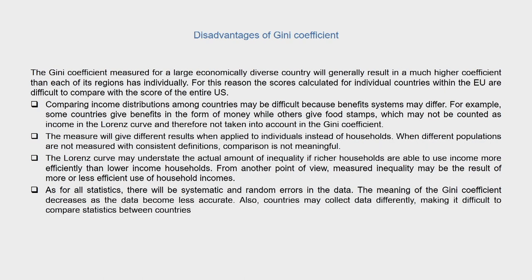Now, there are certain disadvantages of the Gini coefficient as well. When it is measured for a large, economically diverse country, it will generally result in a much higher coefficient than each of its regions has individually. For this reason, the scores calculated for individual countries within the EU are difficult to compare with the score of the entire US, say for example.